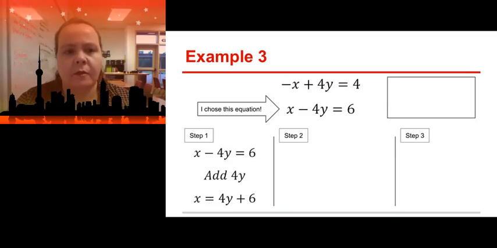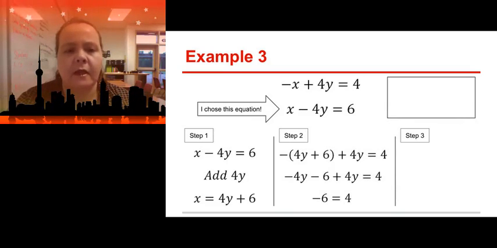Now I'm going to take that expression and substitute it for x into the top equation. So I get the negative of the quantity 4y plus 6, plus 4y equals 4. You notice the negative on that x has to be distributed to that expression. So that gives us negative 4y minus 6 plus 4y equals 4. When I collect like terms, negative 4y plus 4y is 0. So I have negative 6 equals 4.